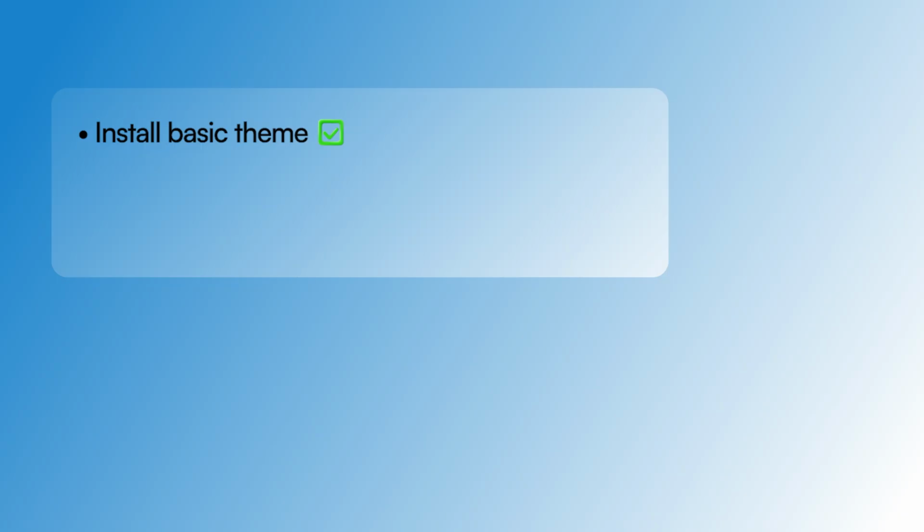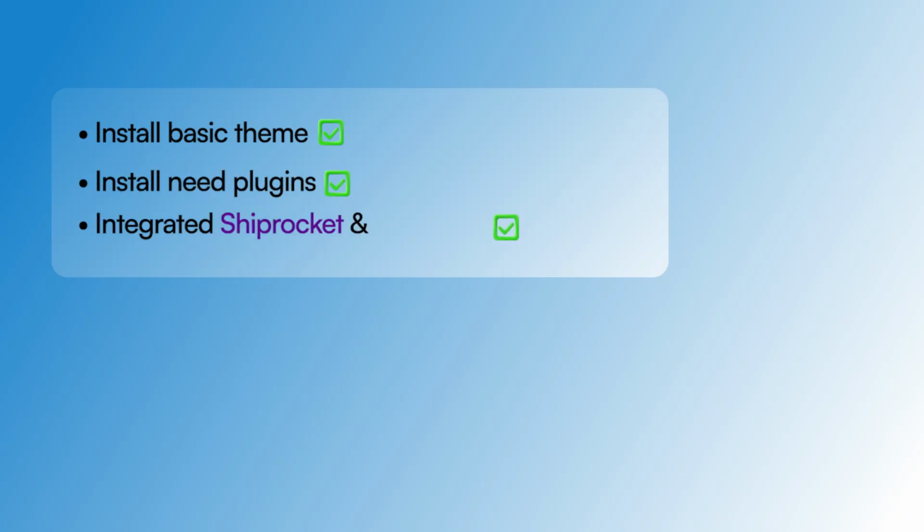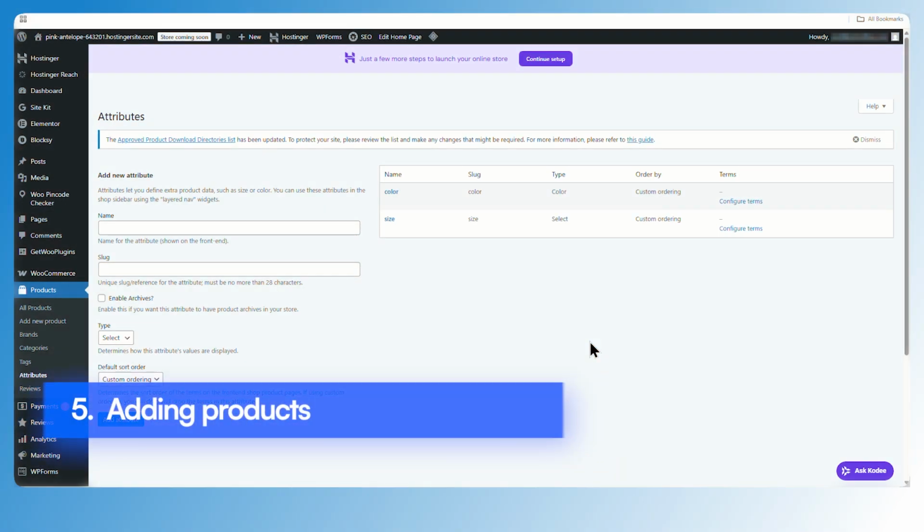Now we have installed the basic theme on our website. We have installed the plugins. We have Shiprocket and Razorpay both. Now let's add a real product with multiple variations and check all the functionalities of the plugins.